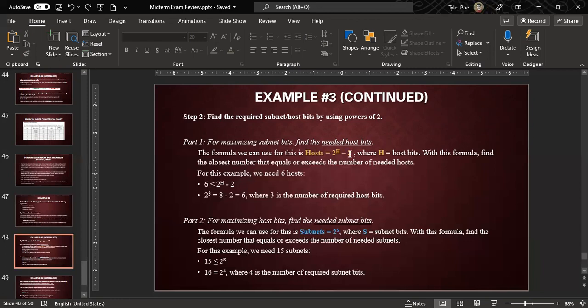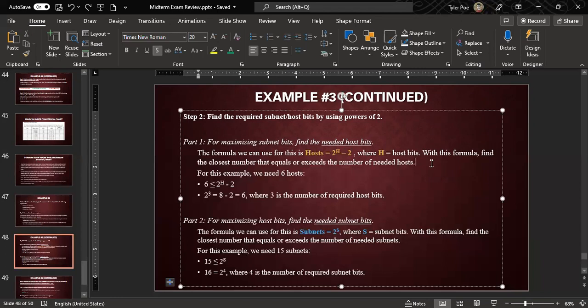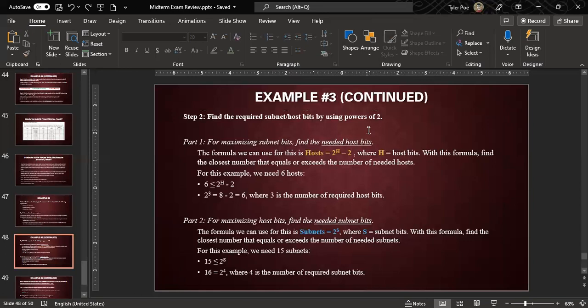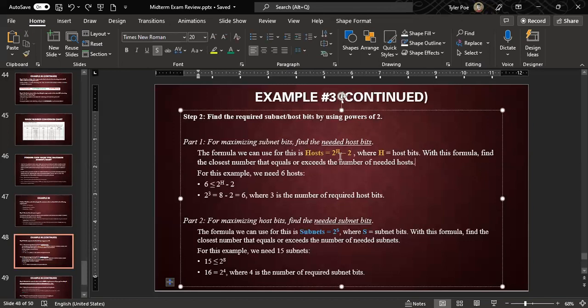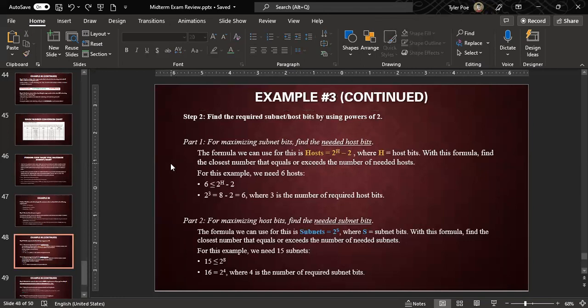But anyway, the reason why we subtract 2 is that we don't want to count the subnet ID and broadcast address in our calculation, because we can't configure those. Those are unusable. You can't configure those to a host computer or a subnet or a switch or router or anything. They're basically representative. So with this formula, we need to find the closest number that equals or exceeds the number of needed hosts. The goal is to find a number that equals or exceeds the number of needed hosts, but we want to find the smallest number that meets this need.